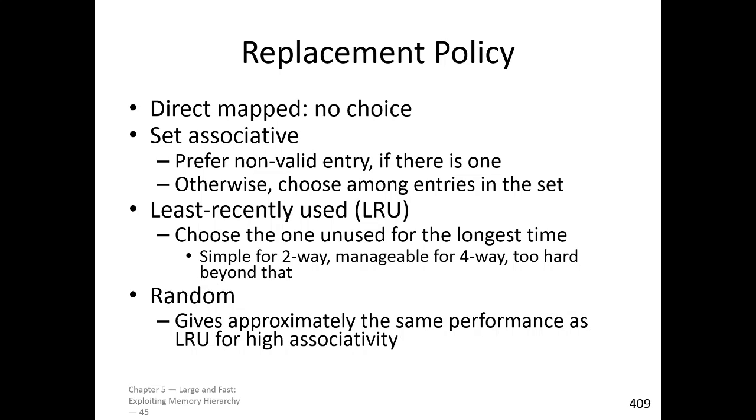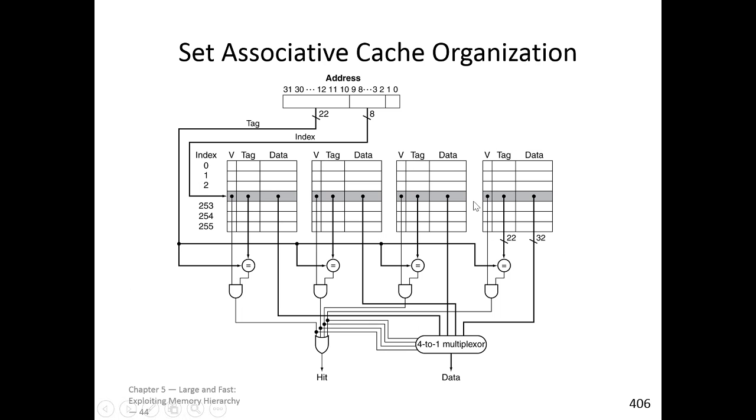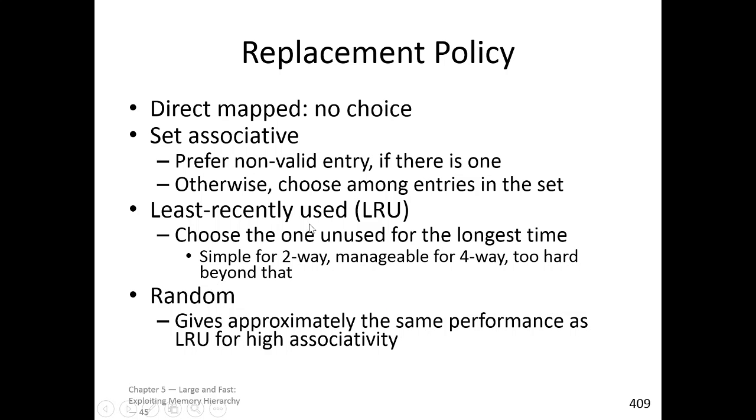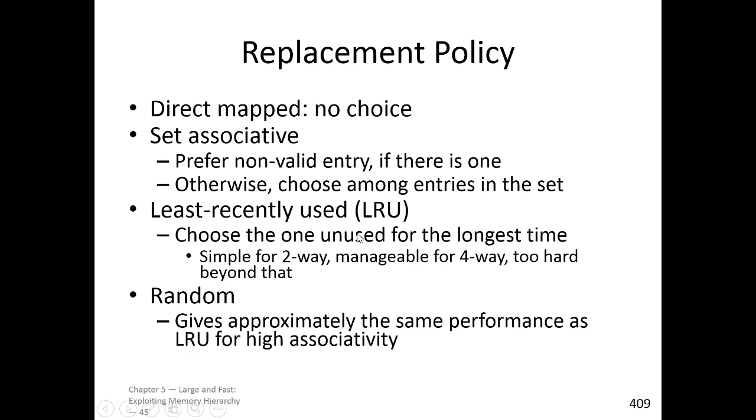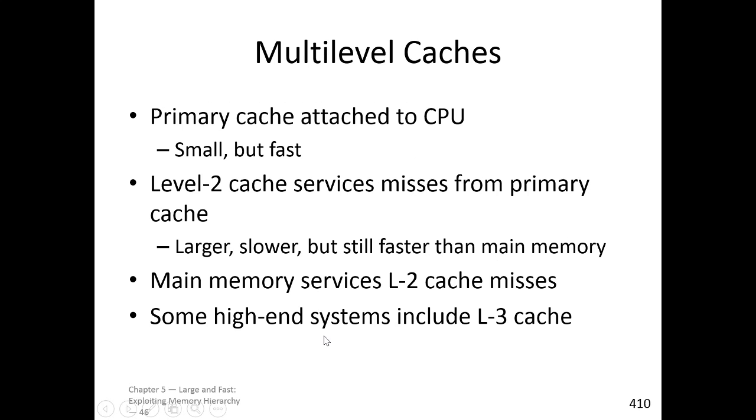When you have set associative, there's a couple of options, right? You can see if one of them isn't valid. In other words, if one of these hasn't even been used yet, the valid bit's not set, then use that one. The other option is least recently used. So which one is least used? But that's going to require more logic. Random gives roughly the same performance as least recently used. Just randomly blow one away and replace it. Okay, we'll talk about multi-level caches in the next presentation.